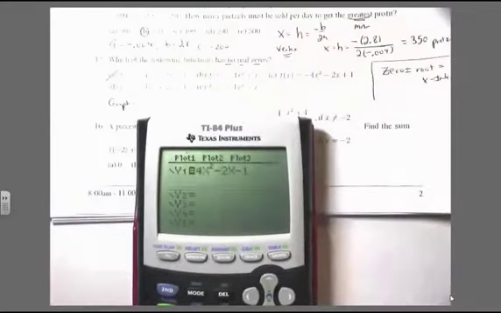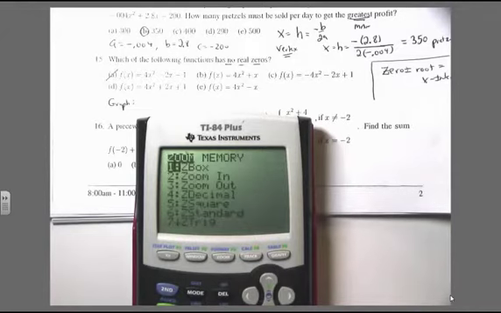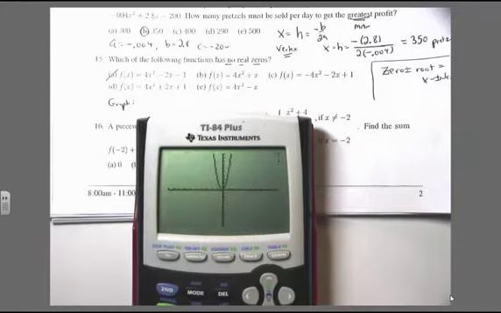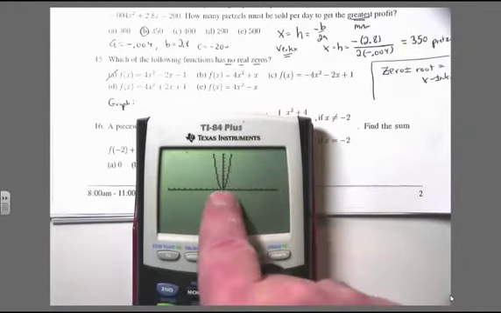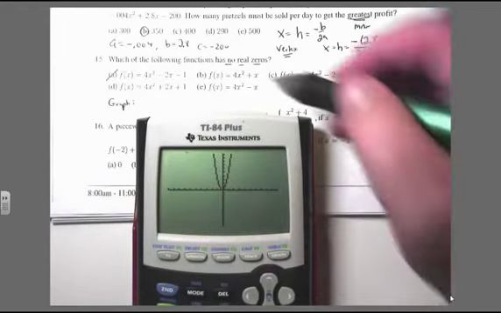B, y equals 4x squared plus x, and then I'll delete the rest of this mess. And I'm going to hit zoom, standard, zoom 6. Does this thing have an x-intercept? Yes, it does. It comes down here and just hits the point. Whether it crosses or touches, it's still an x-intercept. So this would not be my answer.